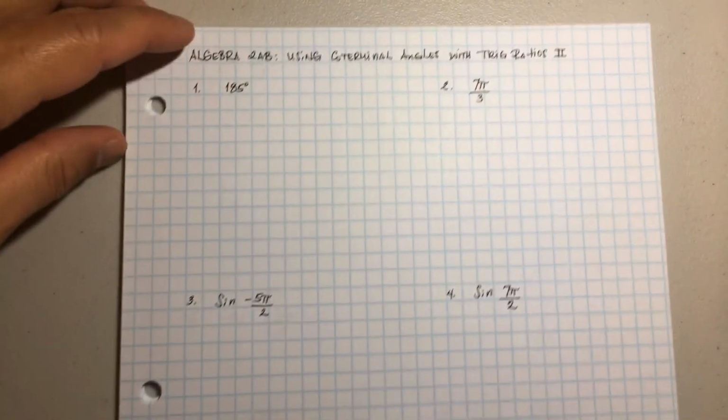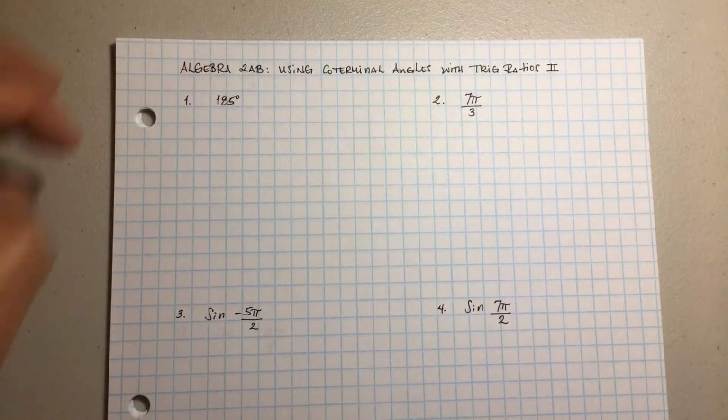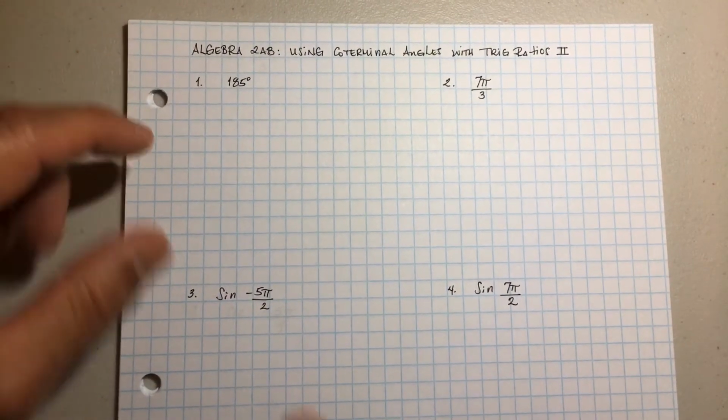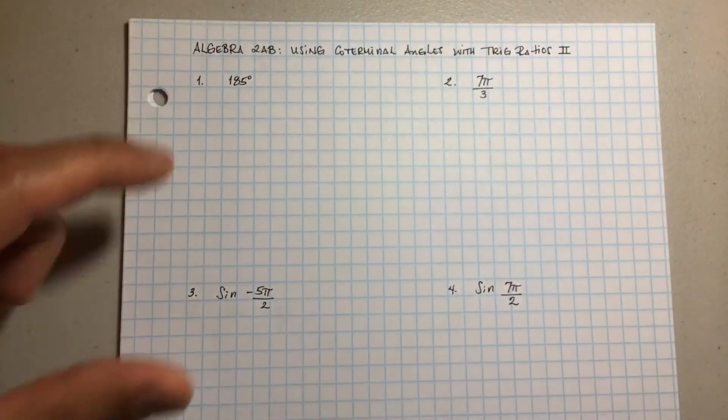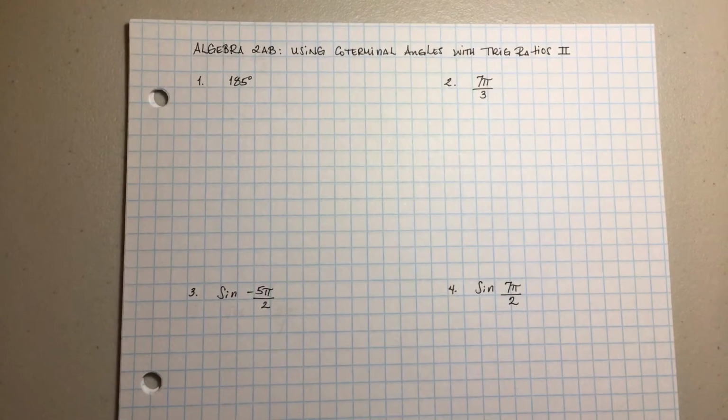Hey guys, I want to go ahead and do another video on these coterminal angles and trig ratios. Some people had questions on these, they're having trouble with it. So let me go ahead and show you this. Now, coterminal angles, remember, a coterminal angle is an angle that's on the same place.